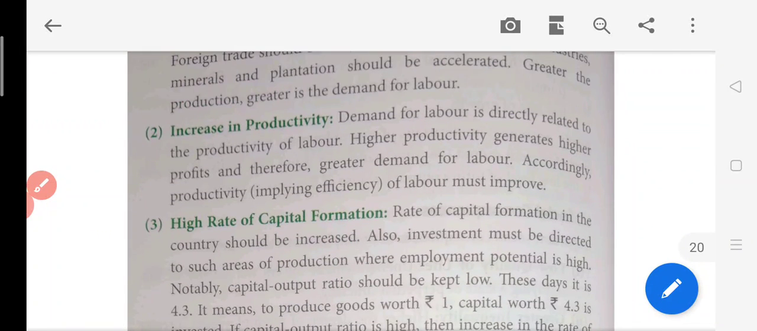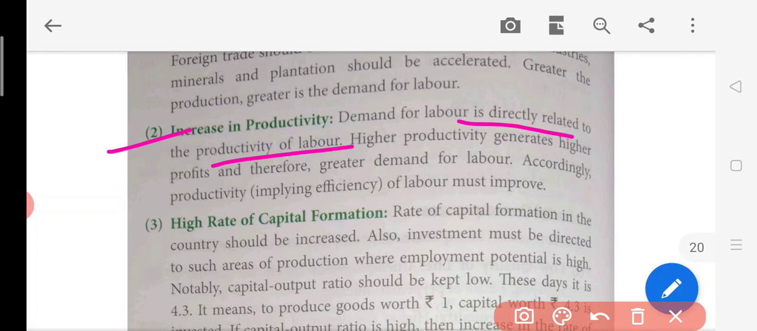Then the second point is increase in productivity. When your productivity rises, higher profit will be generated. Then there is a greater demand for labor, because when production increases, you cannot do production without the use of labor. So when you are raising productivity, definitely you will require more labor, and in this way you can provide more people work. When you increase productivity, employment automatically generates.